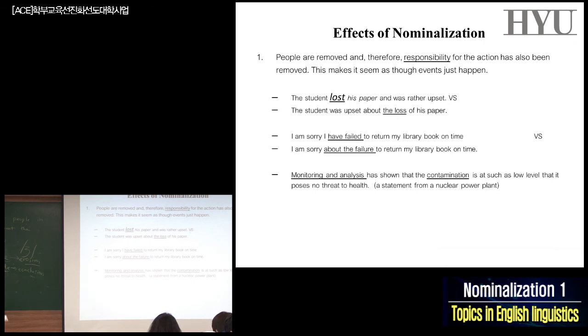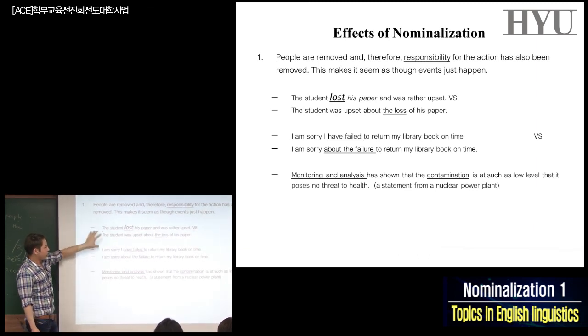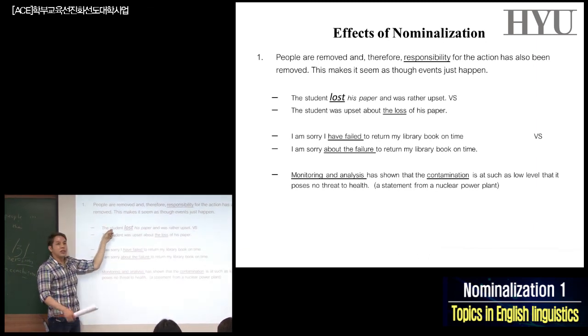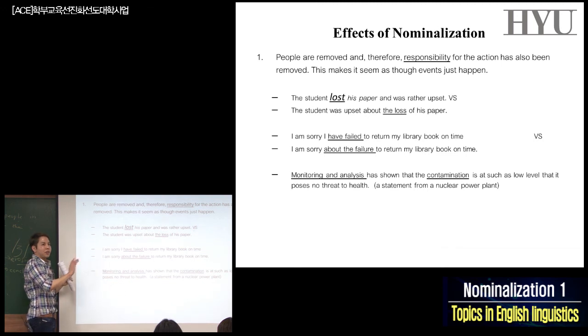Let's talk about the effects of normalization. As I said, people are removed, right? The agent is removed, and therefore responsibility for the action has been removed as well. And this makes it seem as though the events just happened. If you compare each set, you will see that the agent and the responsibility is lost.